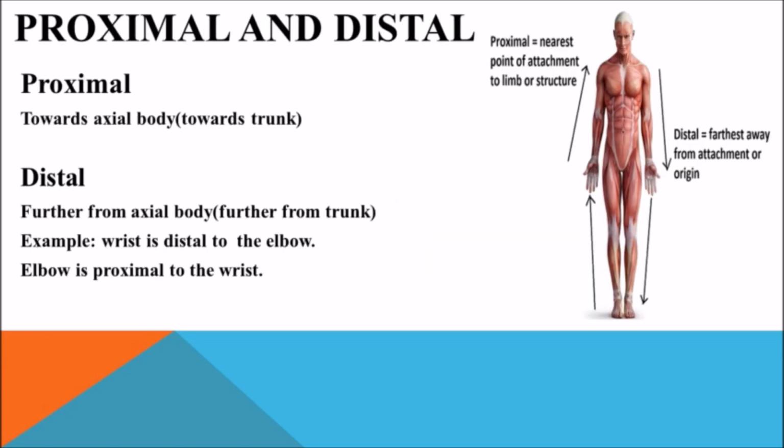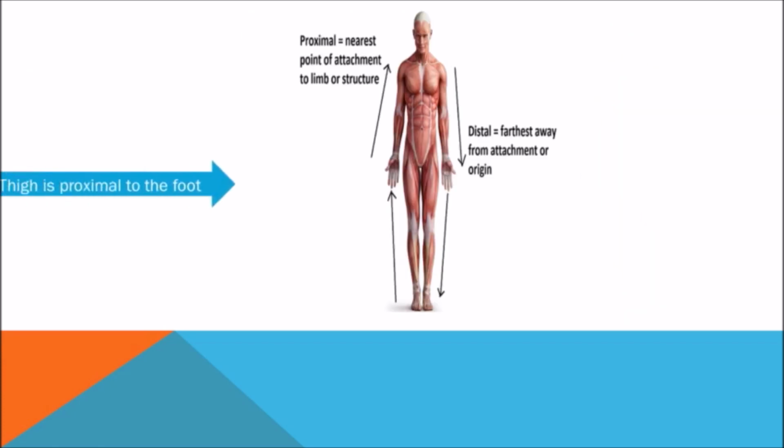The proximal will be towards the axial body, meaning structures which are near to the trunk or towards the trunk are proximal, and distal means farther from the axial body or the trunk. Example, we will take one example between the wrist and the elbow. You can see wrist is away from the trunk, and elbow is near to the trunk. So we will say wrist is distal to the elbow and elbow is proximal to the wrist.